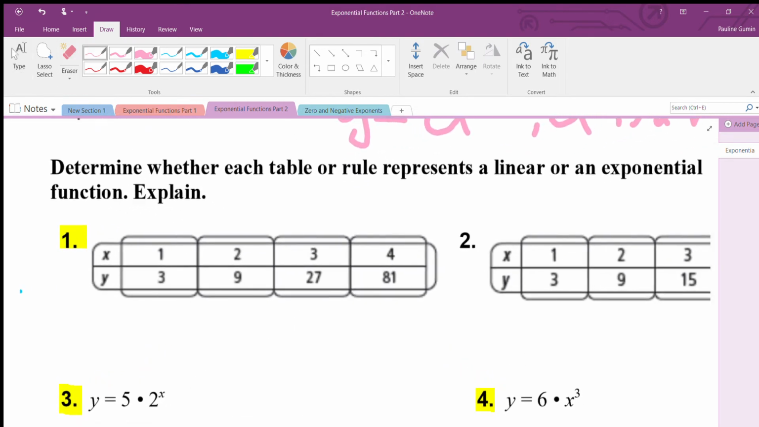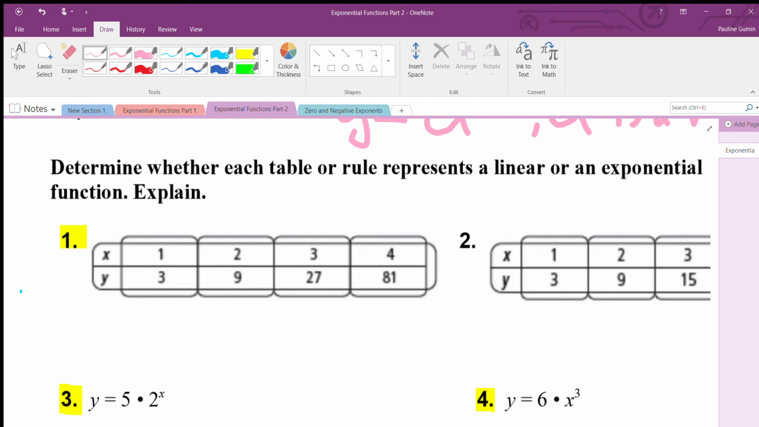When we were looking at linear equations before, what we were looking for is a constant rate of change between each pair. So let's see, what is the rate of change between 3 and 9? Well, that's adding 6. Between 9 and 27, it's actually adding 18. So this is not linear. Next, let's take a look and see if it is exponential.